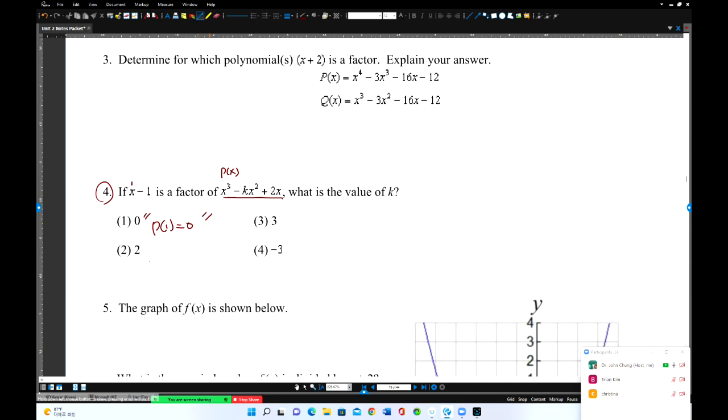Okay, P of 1 is how much? 1 cubed is 1, plus k, and the plus x, with x equal to 1, is 2. It should be equal to 0. So for what value of k? k equals 3.